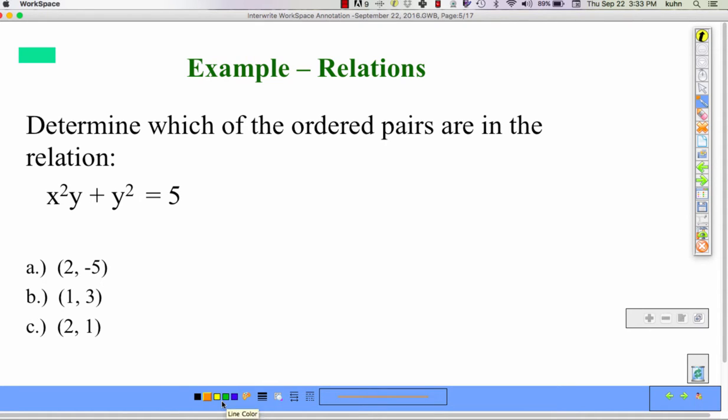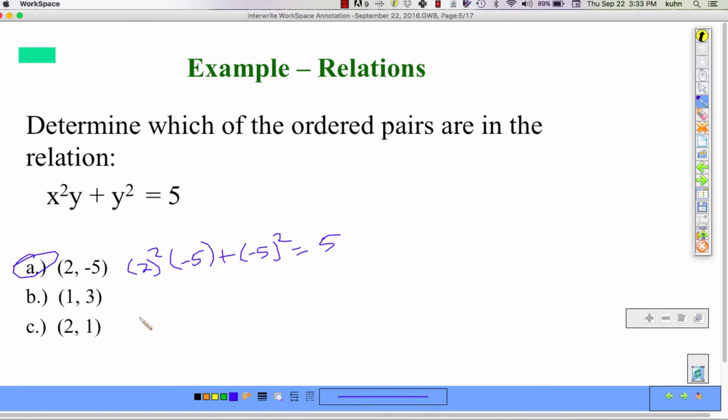If you're checking to see if ordered pairs satisfy a given value, all you're going to do is plug these in and see what makes it true. So I forget which one makes this one true. 2 squared, if you put in the first one, you'd get 2 squared times negative 5 plus negative 5 squared. This is 4 times negative 5. Negative 20 plus 25, it works.